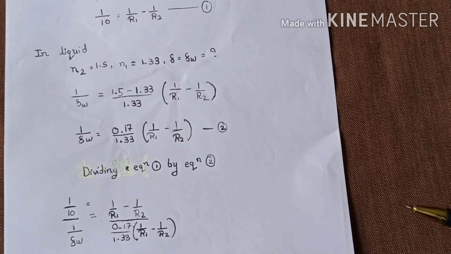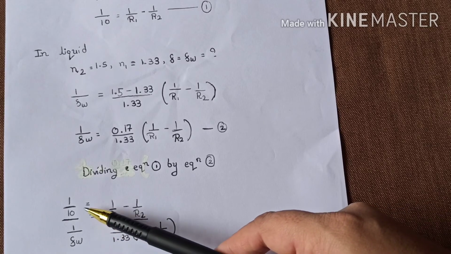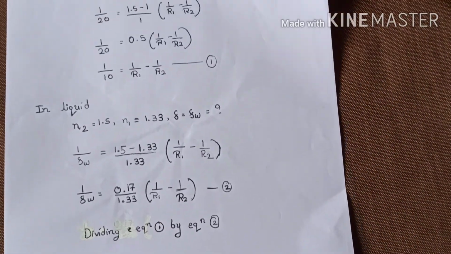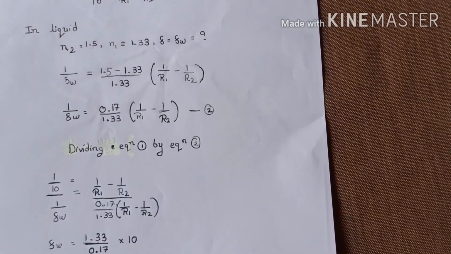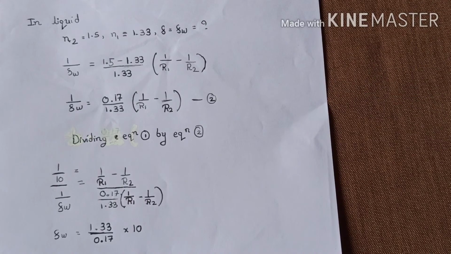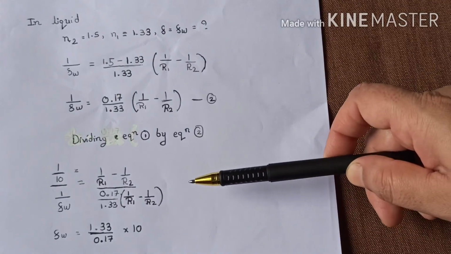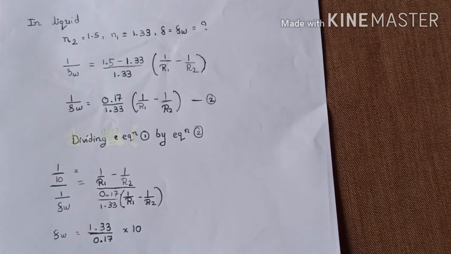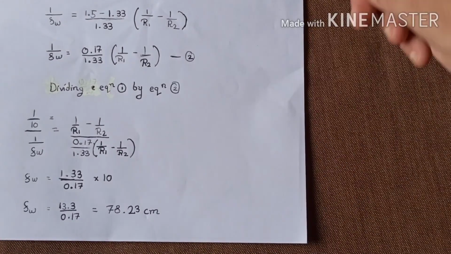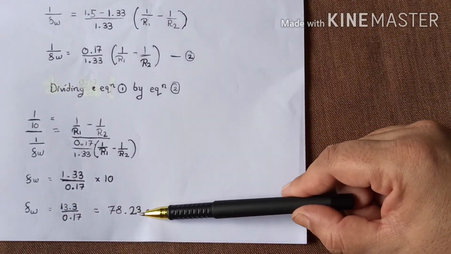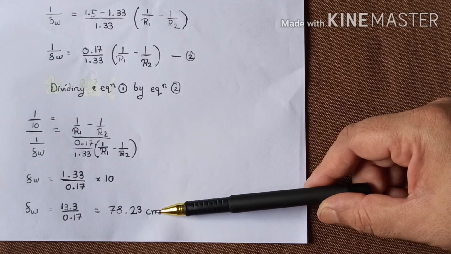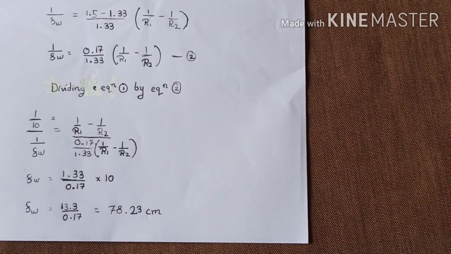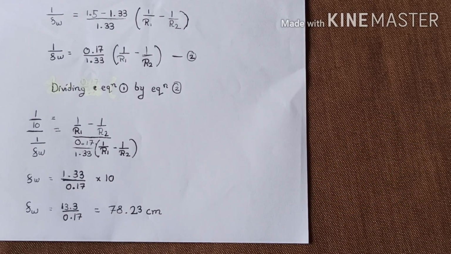Okay, now you can see equation 1 contains R1 and R2. Equation 2 is also containing the same. So if you take the ratio of these two equations, dividing equation 1 by equation 2, then R1 and R2 will cancel, and the remaining is FW, and you will get your focal length of the lens in water. You can see the focal length increases while you are immersing the convex lens in the liquid. Its focal length increases.